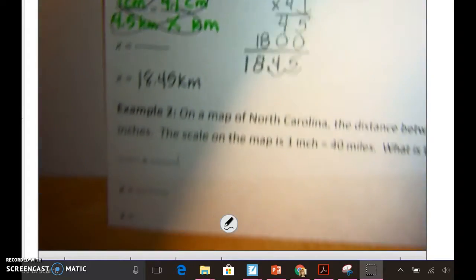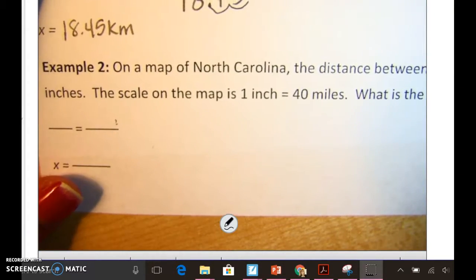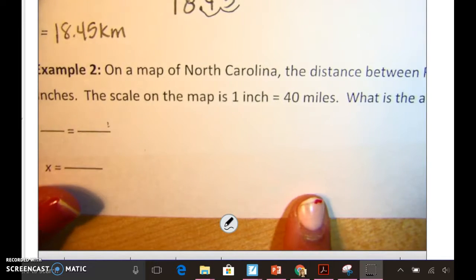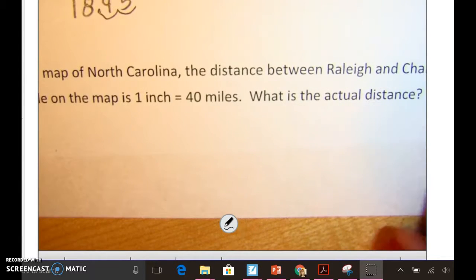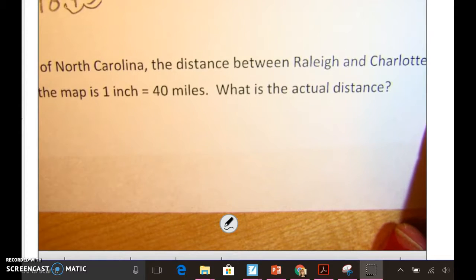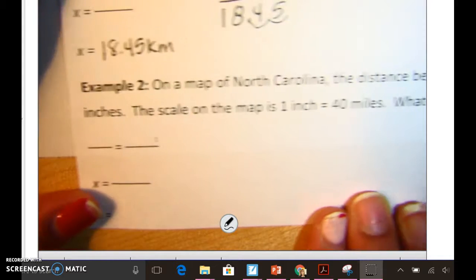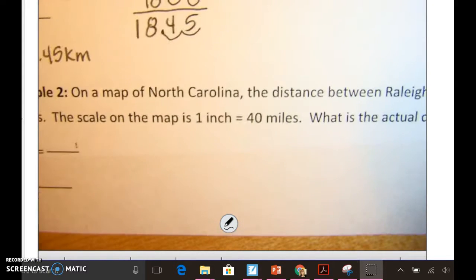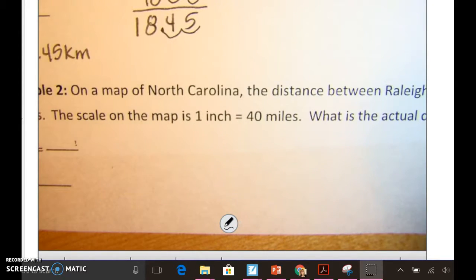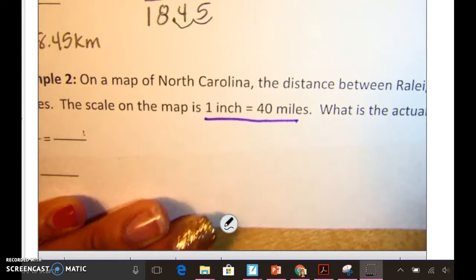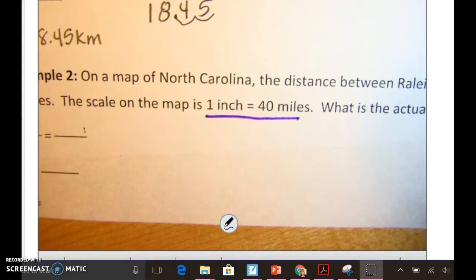Okay, let's try the next one. I will help you set it up, and then you're going to solve it and ask myself or Miss Gardner to come check it. On a map of North Carolina, the distance between Raleigh and Charlotte is 3 1/4 inches. The scale on the map is 1 inch equals 40 miles. Let's underline that. What is the actual distance?